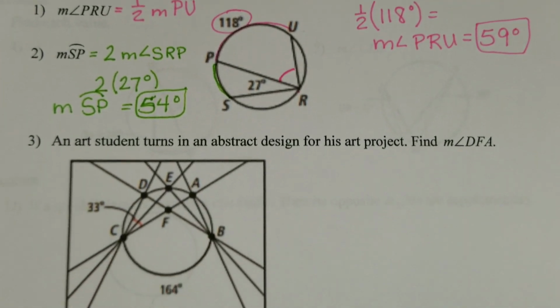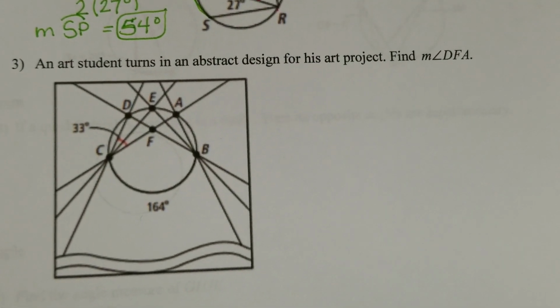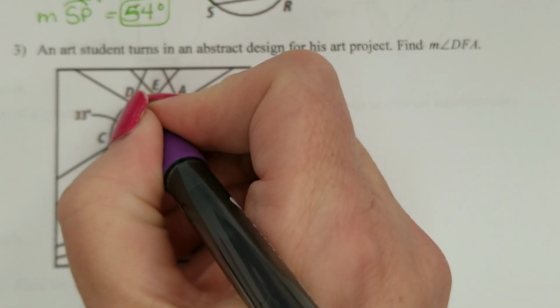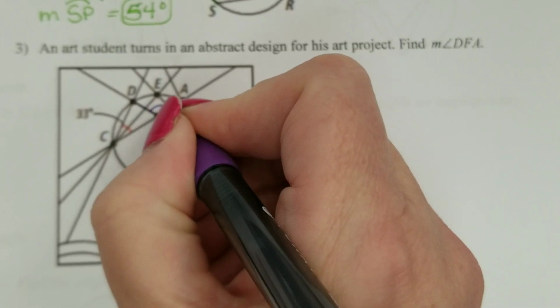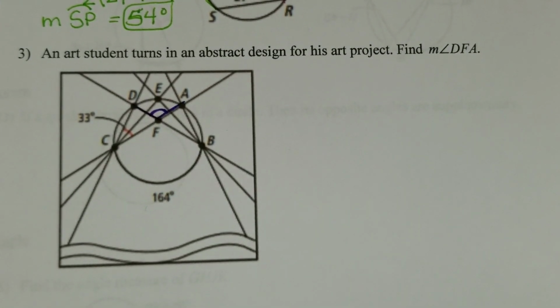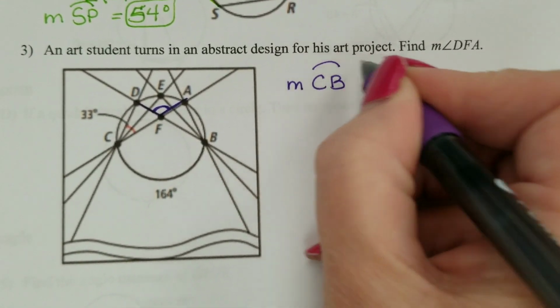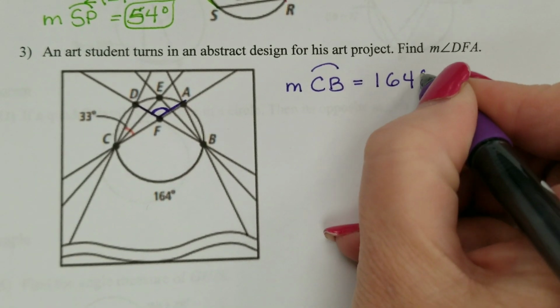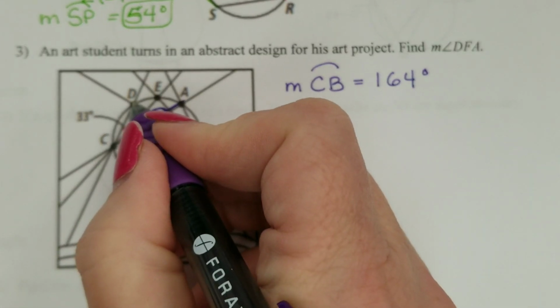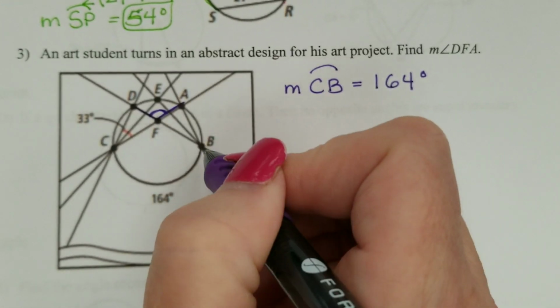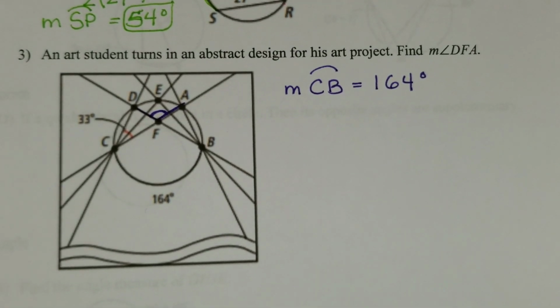Now this next one that we have has a lot of information on it, and we don't have to use all the information. We just have to figure out which information we do need. Now they're asking us to find the angle DFA, which is this angle right here. What we do know is that the measure of arc CB is 164 degrees. So this CDB and CEB and CAB are all going to be half of that, or 82.